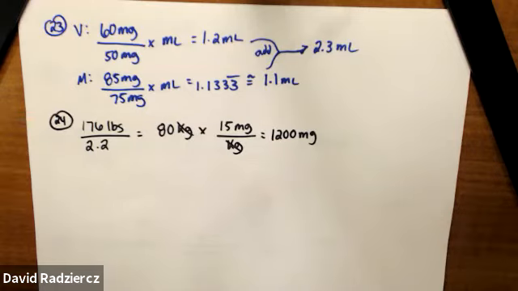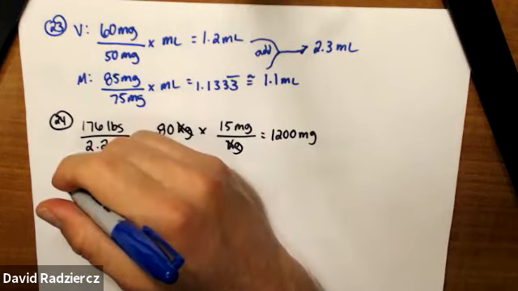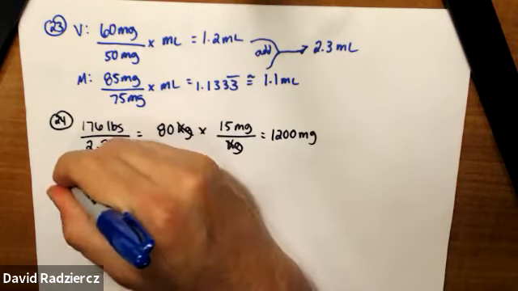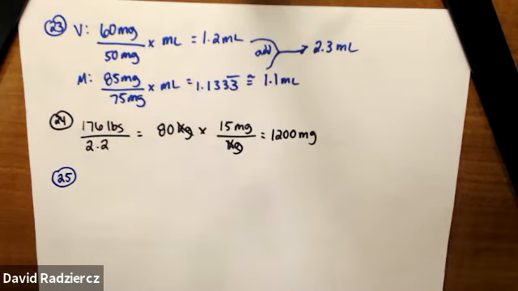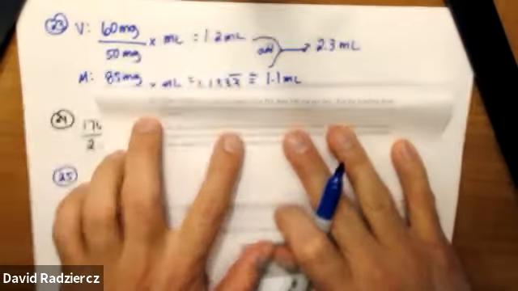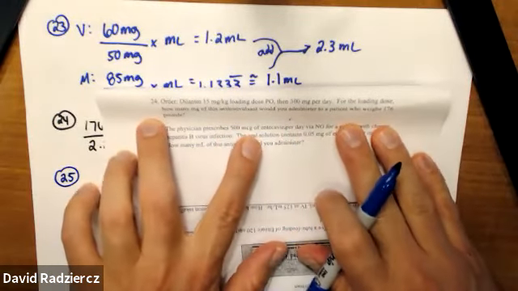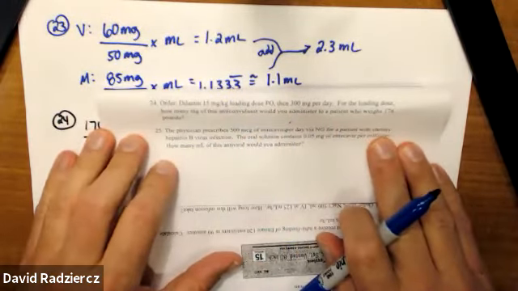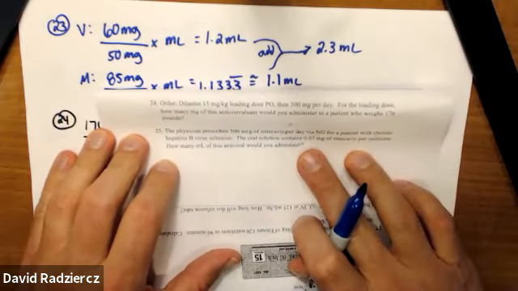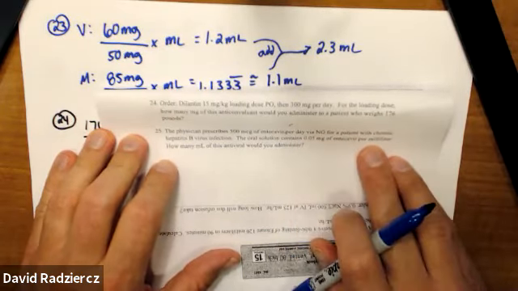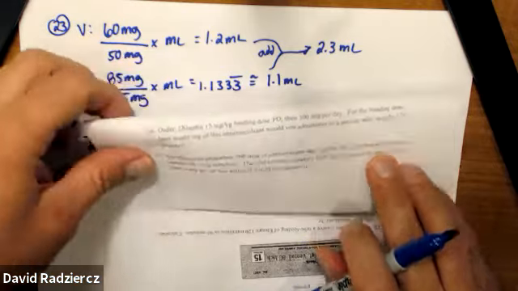And lastly, 25. It says that the physician has ordered 500 micrograms of entecavir, and the oral solution contains 0.05 milligrams per milliliter. How many milliliters will you administer?